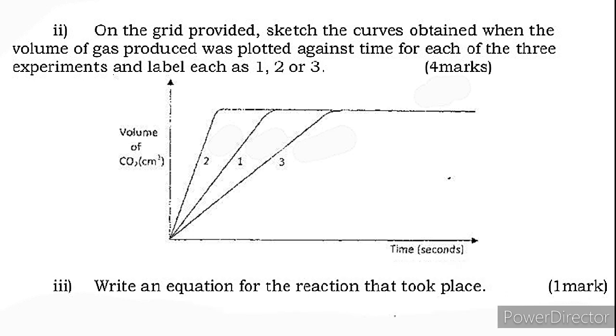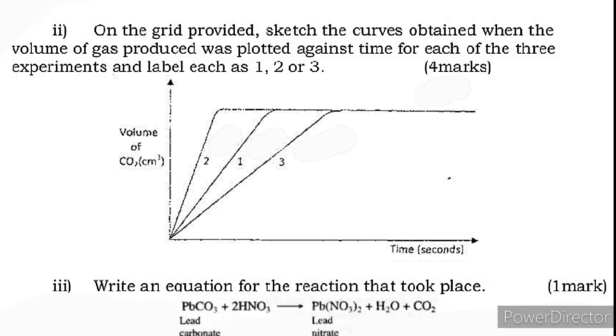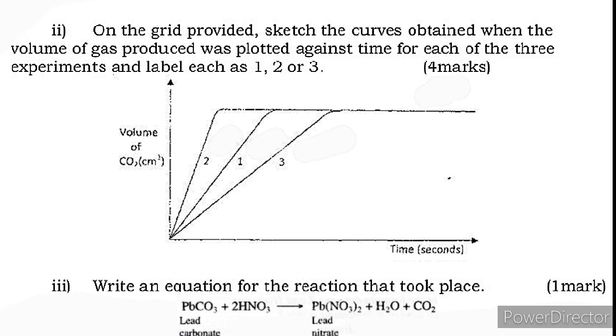Roman 3. Write an equation for the reaction that took place. And there we have it. Lead (II) carbonate reacting with nitric (V) acid to form lead nitrate plus carbon (IV) oxide plus water.